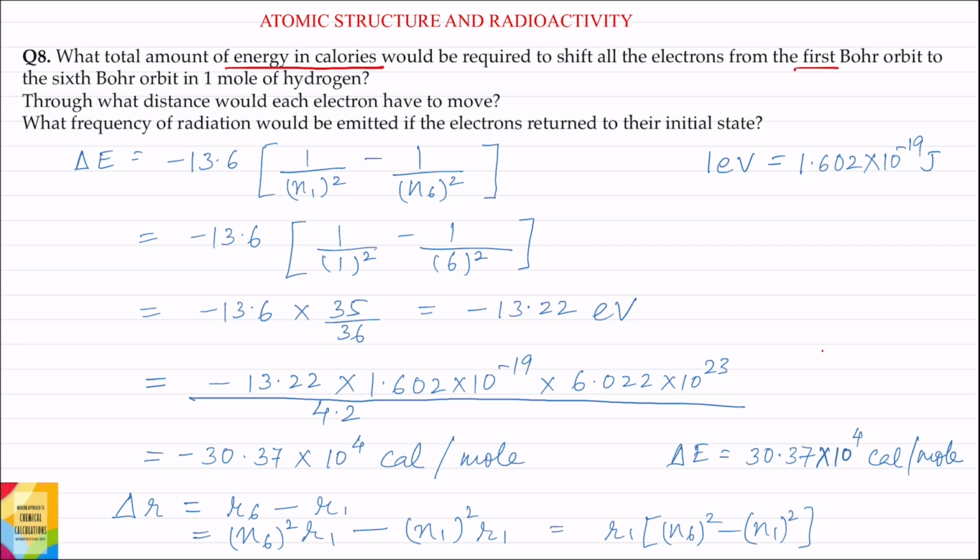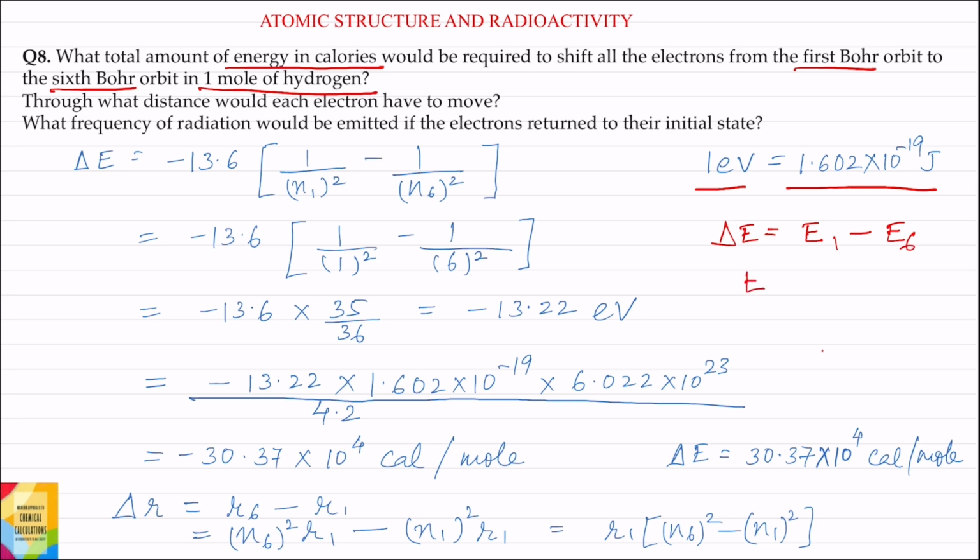Electrons will shift from the first Bohr's orbit to the sixth Bohr's orbit, and this is for 1 mole of hydrogen. 1 mole of hydrogen means it will contain Avogadro number of hydrogen atoms, that is 6.022 into 10 to the power 23. 1 electron volt is equal to 1.602 into 10 to the power minus 19 joules. Now when the electron goes from the first to the sixth orbit, it absorbs a certain amount of energy. Now delta E will be equal to the energy in the first orbit minus the energy in the sixth orbit.